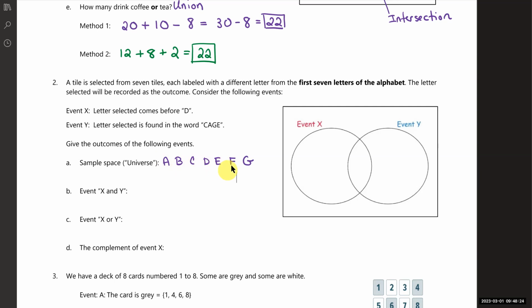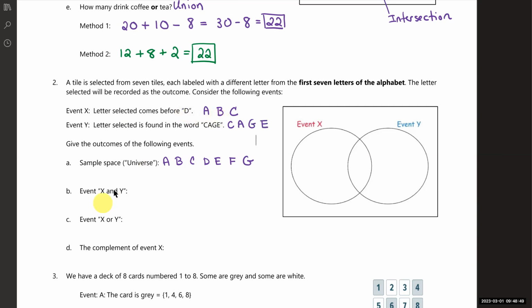1, 2, 3, 4, 5, 6, 7. Okay, so event X is that the letter comes before D. So I'm just going to write the letters before D. So event X would be A, B, or C. And then event Y is the letter is found in the word cage, and I'm just writing it over because I want to.